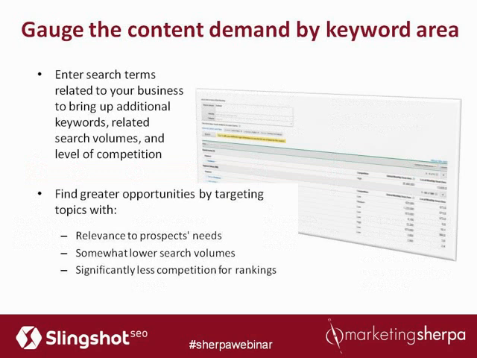So one of the first areas we'll look at in a little bit more depth is this one. Gauge the content demand by keyword area. Now, we know that people are using search engines to answer questions, to solve problems. So when you look at search data, you can detect problems that your prospects are trying to solve in your industry and then create content to help them. So how do you do this?